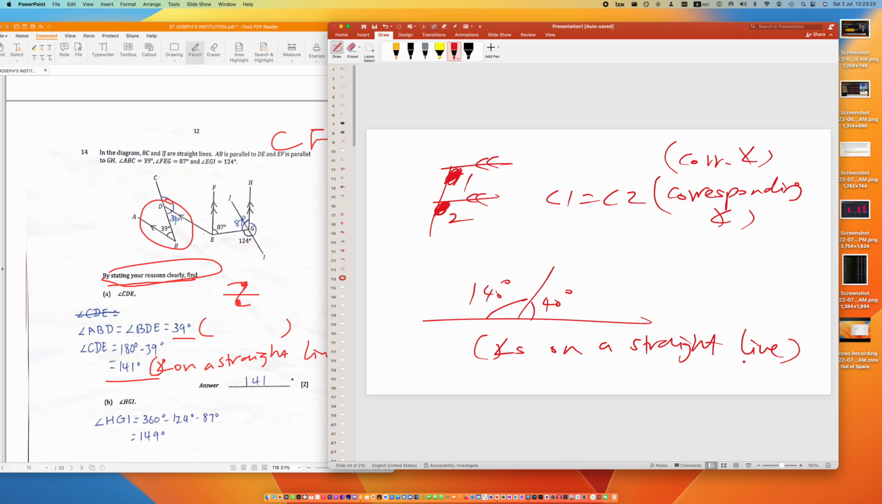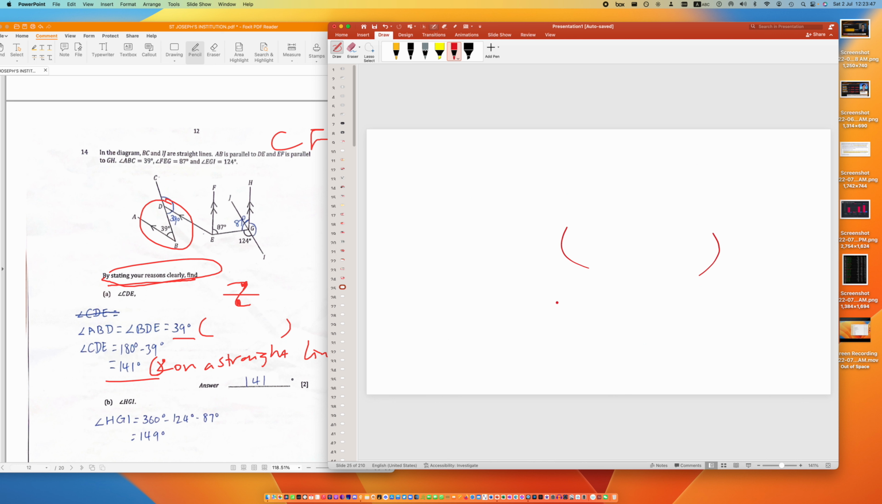CFZ plus the angles on a straight line. Then what about this 360? What about this thing? What is the reason for the 360 minus? You remember or not? One round is 360. This one I think is angles about a point.